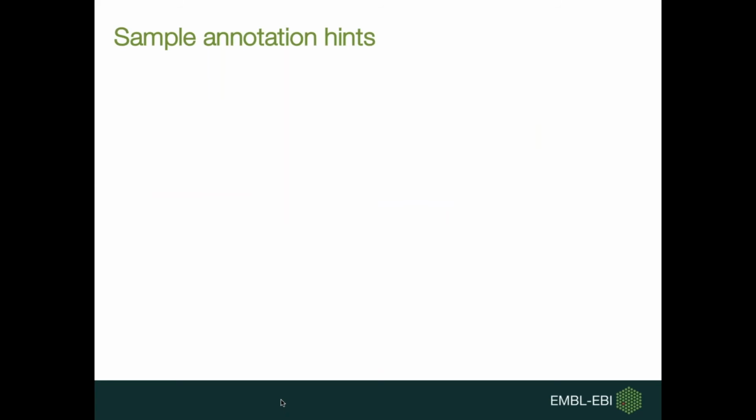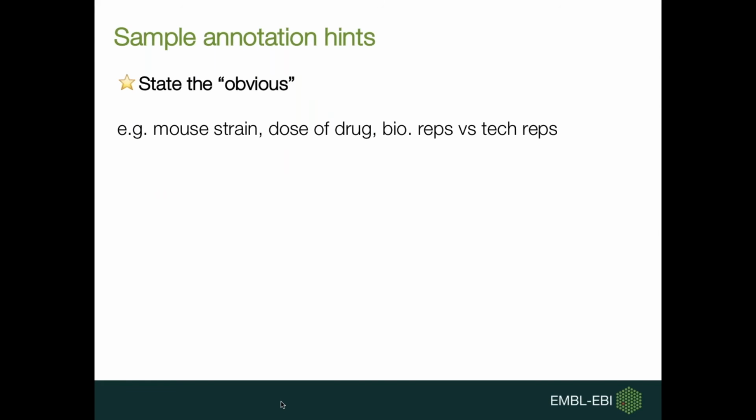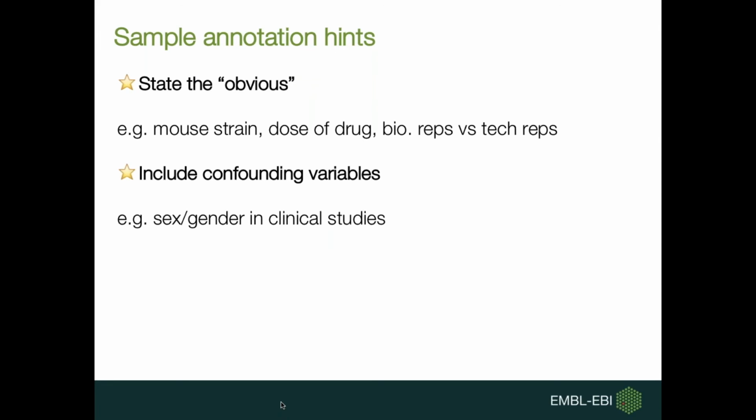So what are my hints and tips for filling in the sample annotation? Well, the first is to include as much information as possible and to state the obvious. Make sure you're including information, for example, about the strain of mouse that you used, the dose of the drug, and whether you had biological or technical replicates. You should also include information about any confounding variables, for example, the sex or gender or age of patients in clinical studies.